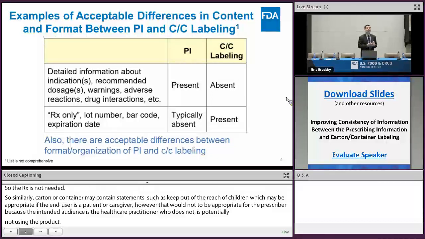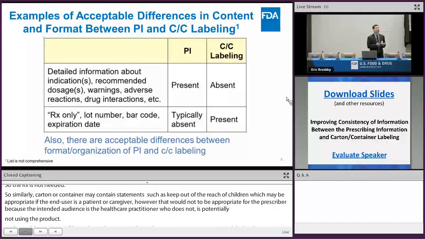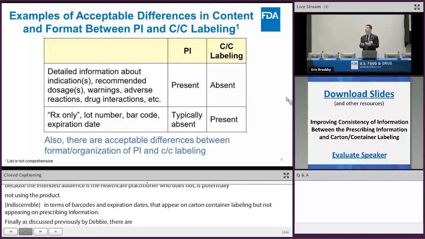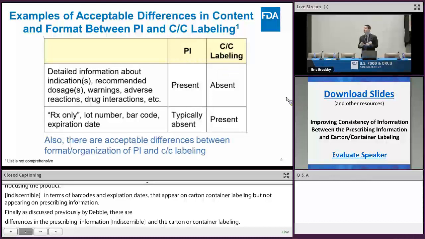Finally, as discussed previously by Debbie, there are differences in format between certain elements of the prescribing information and the carton container labeling. And she talked about the differences in elements such as format between the proprietary name, the non-proprietary name, and dosage form, particularly in the product title, versus the carton container labeling.